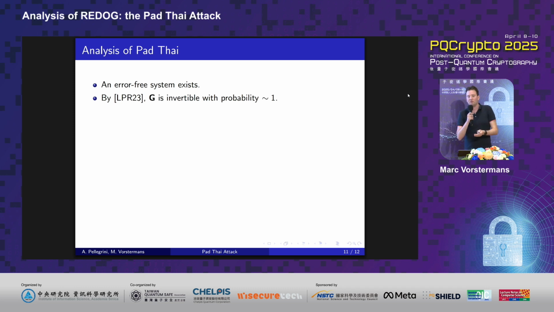So in total, we will say that it's hard to distinguish G from a matrix generated uniformly at random. And then as a heuristic, so this is only an estimate, we can estimate the probability of G being invertible by using a result from Lange, Pellegrini, and Ravagnani from 2023. It says that G is invertible with a probability very close to 1. And that's exactly what we want.